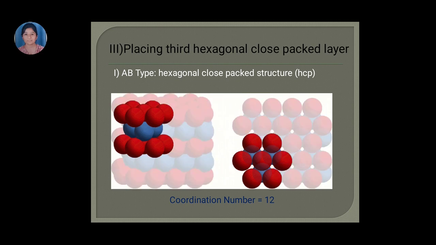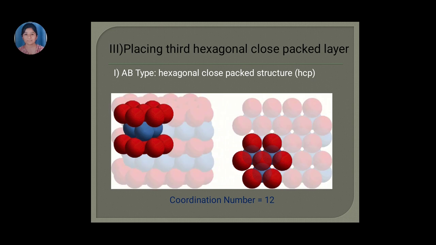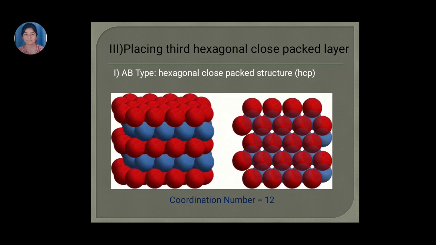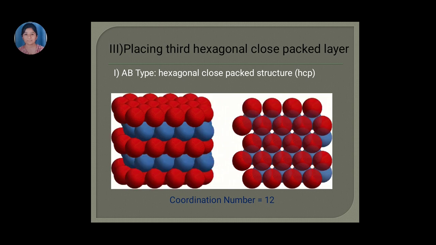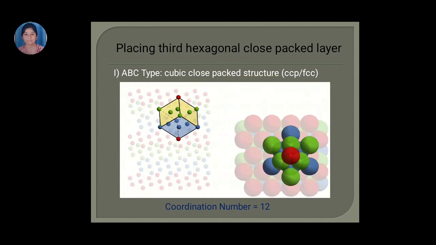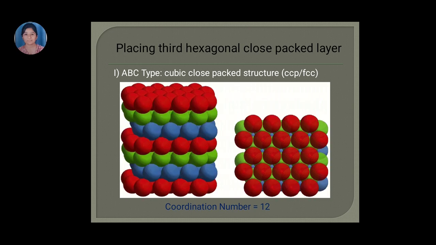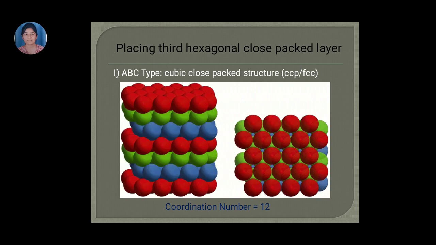Now what happens, sometimes when the first layer, second layer, and third layer are arranged, they will be arranged in a different way than A and B. So here A is arranged in this way, B is arranged in this way, and the third will be arranged in again a different way, which is totally different from A and B. Then we'll get a new type of structure, the ABC type of structure, which forms cubic close packed structure, or CCP, which is the same as the face centered cubic structure, or FCC.